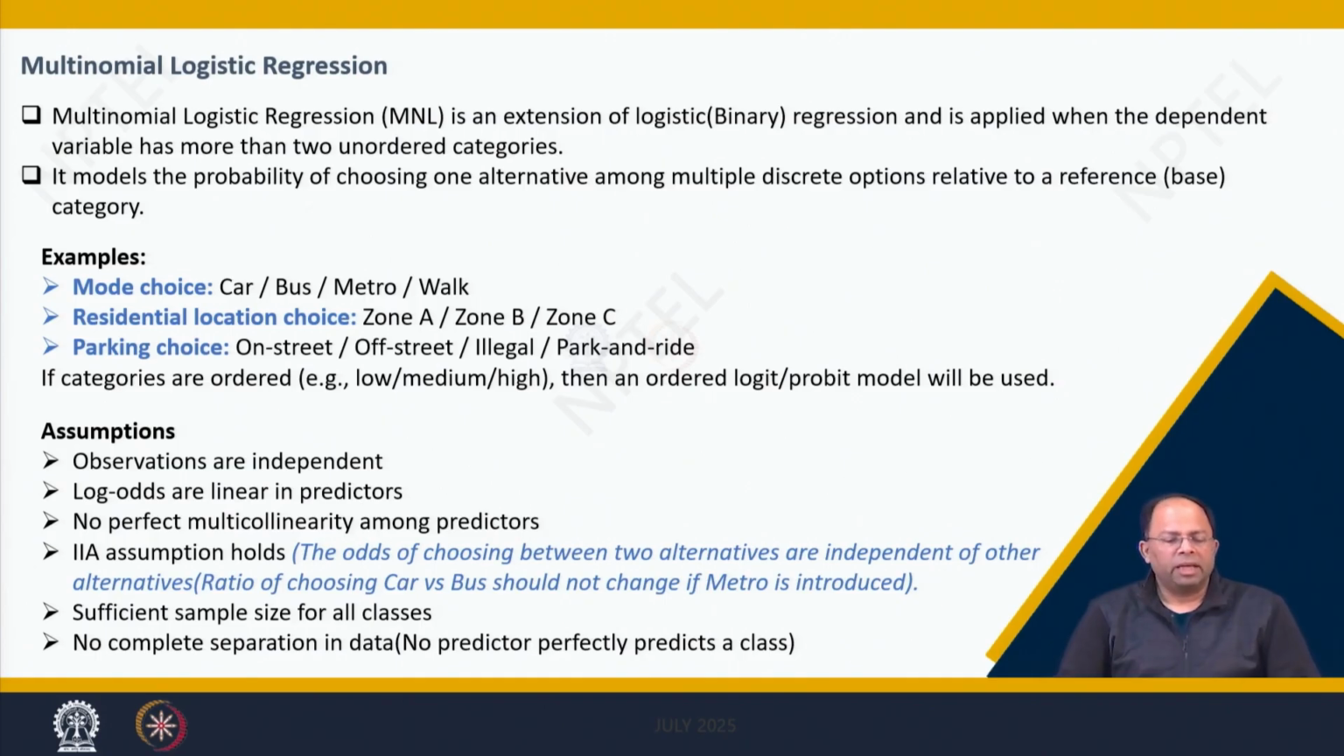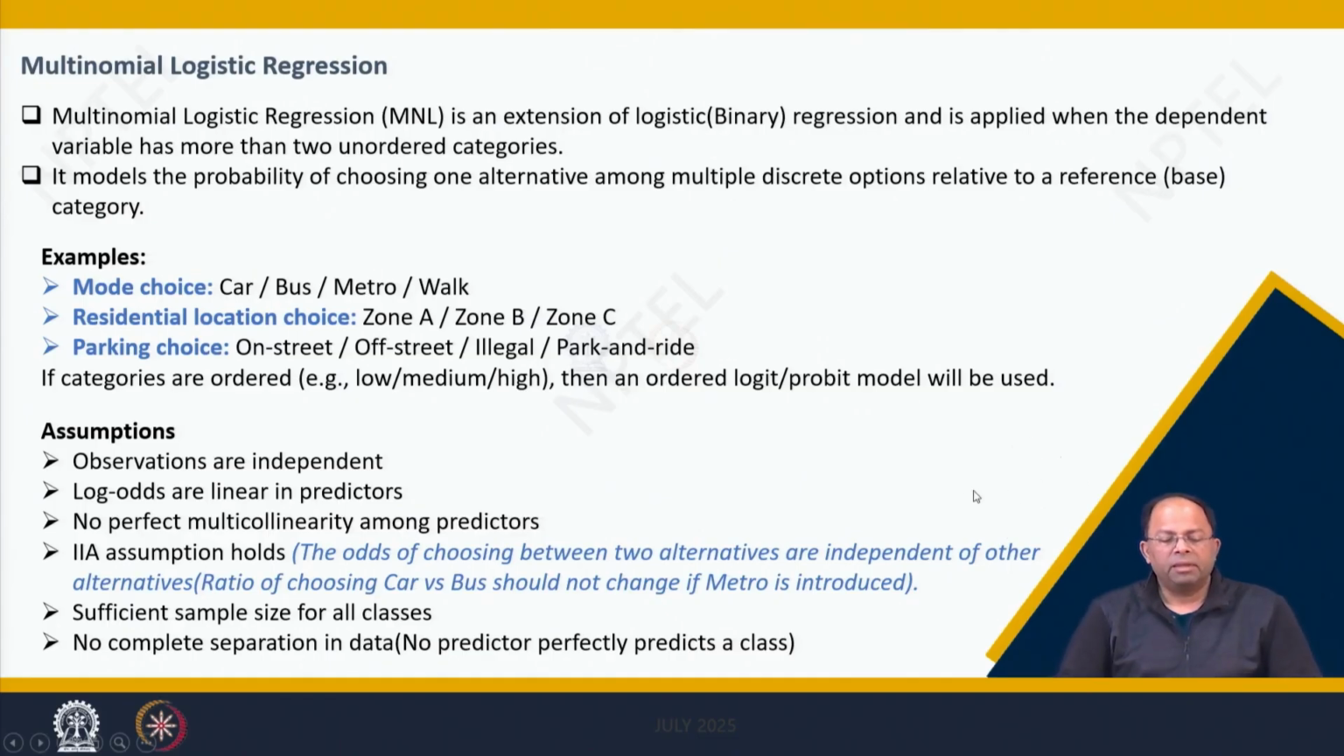So, if I have got four modes, car, bus, metro, walk, then we can say, what is the probability of choosing car in reference to walk, or what is the probability of choosing bus in reference to walk? That means compared to walk, will the probability increase or decrease, right? So, always one is taken as the base class, and then the others are reference classes, and then the others are predicted as per that.